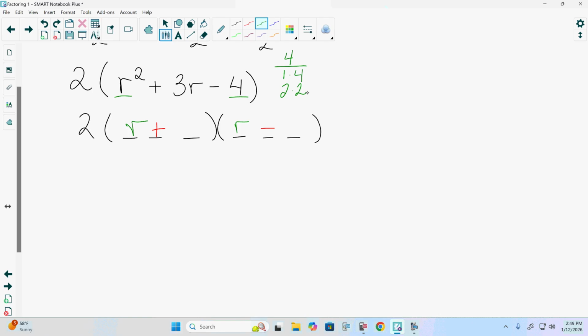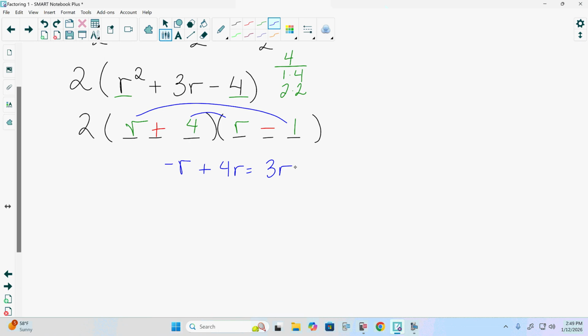Which one do we want to try first? 1 and 4. Which one's positive, which one's negative? 4 is positive, 1's negative. And we can check this here. r times negative 1 would be negative 1r, or negative r. 4 times r is going to be positive 4r. And negative r plus 4r, negative 1 plus 4, is positive 3.